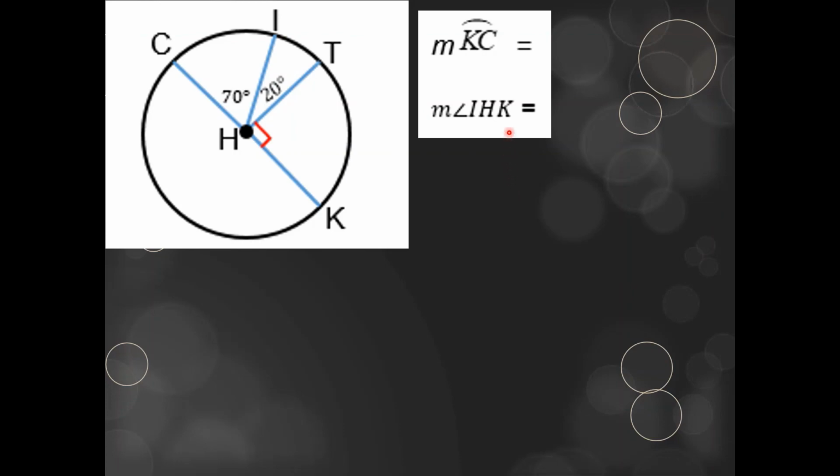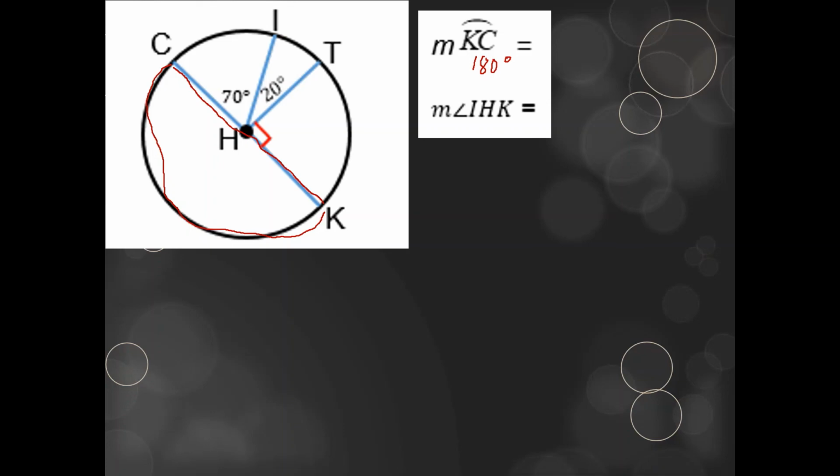In this figure, we're going to solve for the measurement of arc KC and the measurement of angle IHK. Our arc KC is this one, arc KC. And this is a diameter. So our arc KC measures 180 degrees because CK is a diameter. It means arc KC measures 180 degrees.